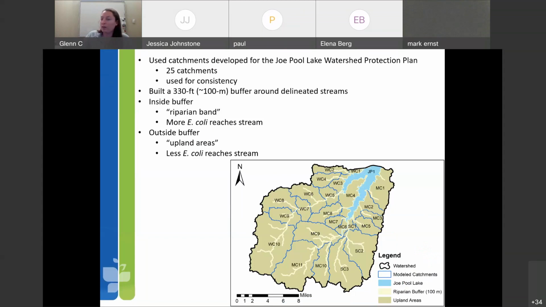Alrighty, so these are our catchments. We developed 25 catchments within the watershed. Recall Walnut Creek is going to be prefixed with WC, Mountain Creek, which goes into the Mountain Creek side of the arm, is prefixed with MC, and then we have Soap Creek with SC. And then we also have Joe Pool Lake, and that was included because of the riparian buffer, as well as the avian bird surveys and wildlife.